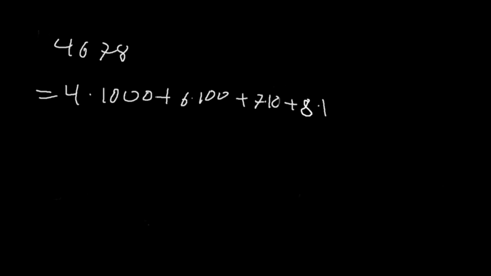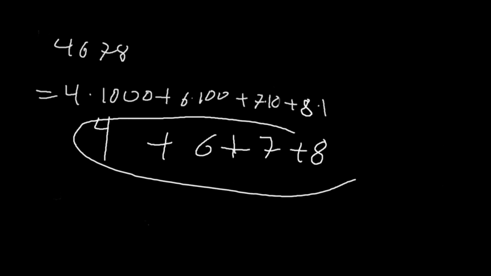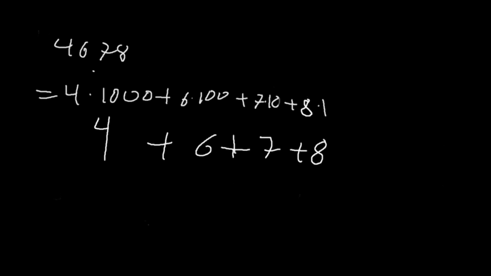Well, now we can finally show what we wanted to. The remainder of this right here will be the same as 4. And this also has the same remainder as 6. And 7 times 10 has the same remainder as 7. Same thing for 8. And so this number, which is the sum of its digits, has the same remainder as this.